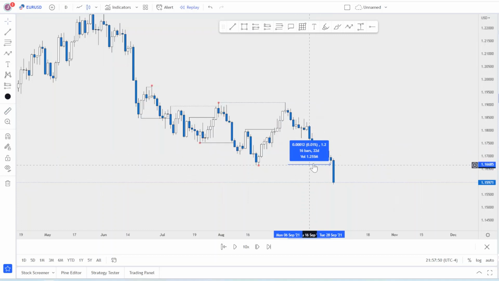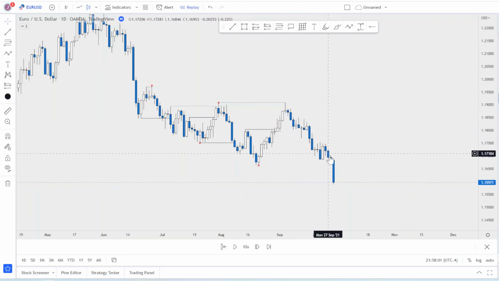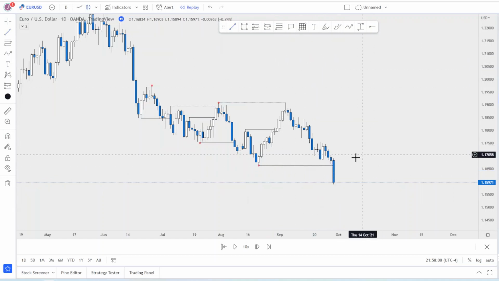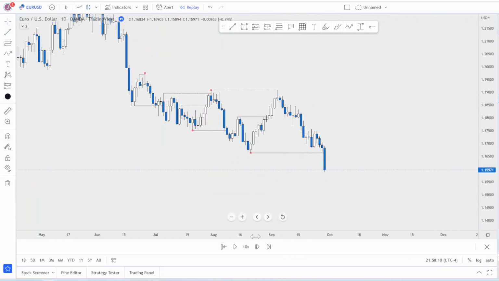you had 22 days. You had almost a month worth of, well, 20 trading days is a month. So you had a month of understanding where price is most likely to go. Okay, and then we had a break of structure again. So now we're waiting for our trading range.